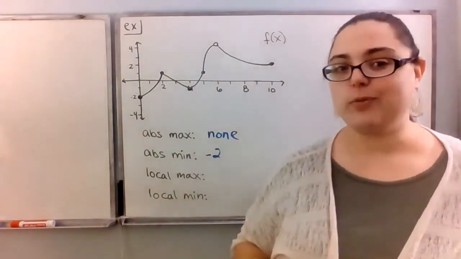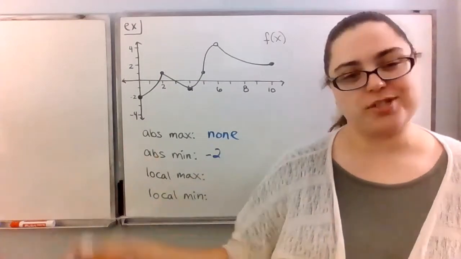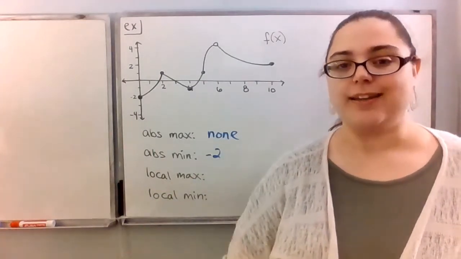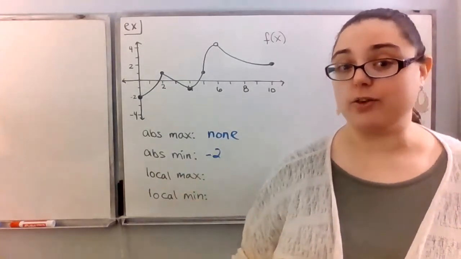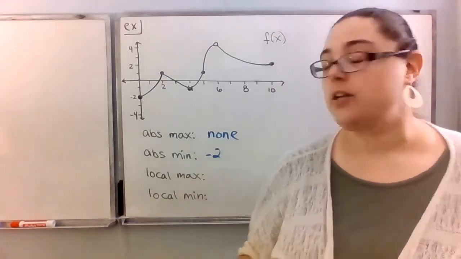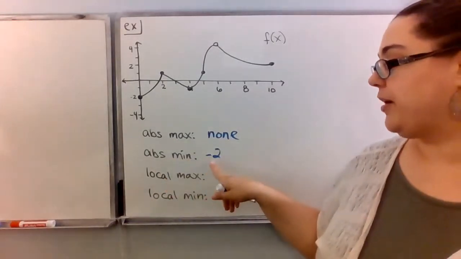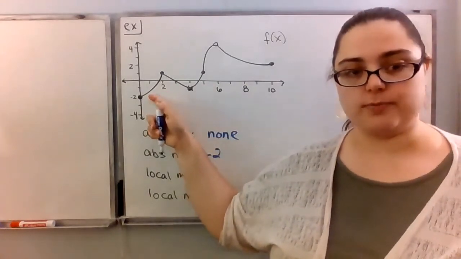Now, remember when we did our intervals of increasing, decreasing, and constant, we were only really interested in the x values? Now the opposite, we are interested in the y values because the y value is telling us the actual max or the actual min. So here we have an absolute minimum of -2 because that is the smallest y value we will ever reach.